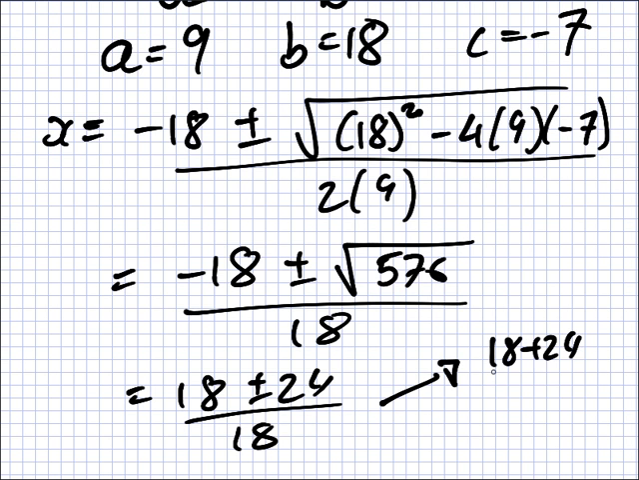18 plus 24 over 18. What's that? 24, 34, 42. Oh, it's a fraction, is it? Oh, sorry, I just lost my minus there. Thank you. A half or minus 18 minus 24 over 18. What's that? Yeah, 42 over 18, 21 over 9. So that's minus 2 and 2/3.